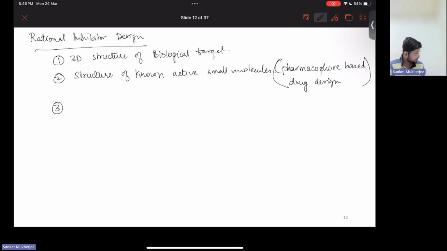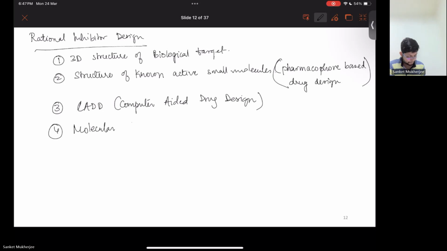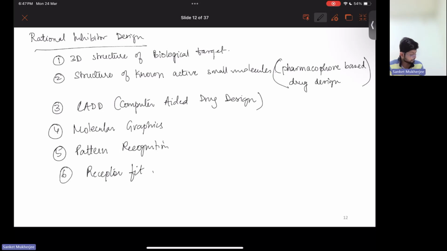Then there is computer-assisted drug design, computer-aided drug design. We have molecular graphics, pattern recognition, and then receptor fit. Okay.